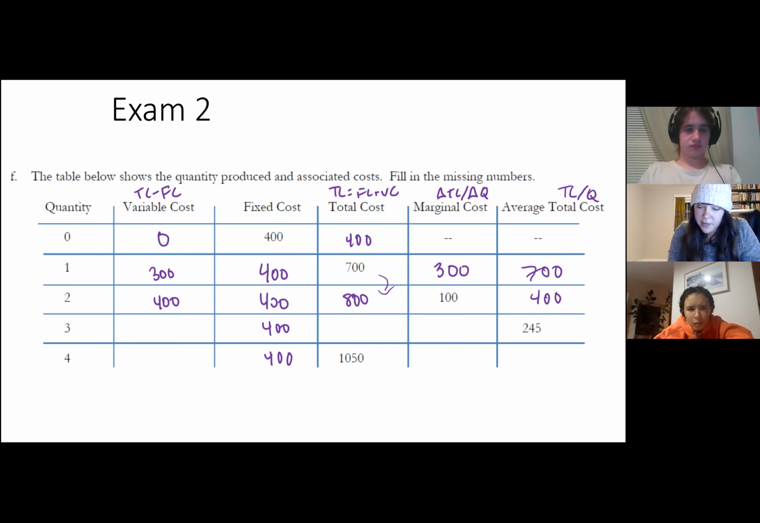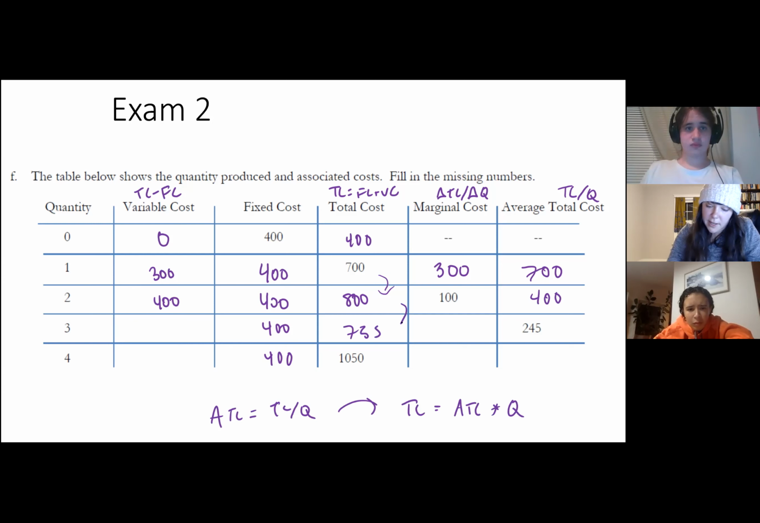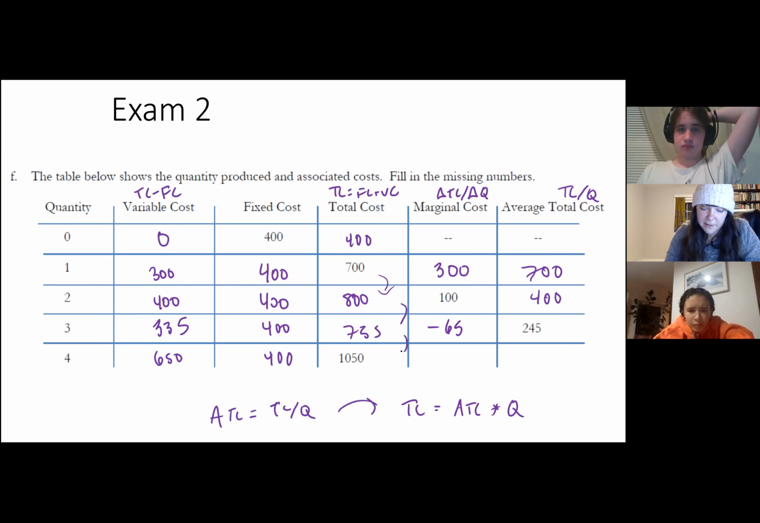Now, the only thing I'm told at a quantity of 3 is that average total cost is 245. If average total cost is total cost divided by quantity, that means that total cost is average total cost multiplied by quantity. So I do 245 times 3, I get 735. It means marginal cost is negative 65. A lot of people lost a half a point for dropping the negative and not showing their work, but that's a minor thing. Variable cost is going to be total cost minus fixed cost, 335. Then we know total cost again. So I can tell that this is 650, 1050 minus 400. I can tell that this is 1050 minus 735, 315. I can tell that this is 1050 divided by 4, 262.